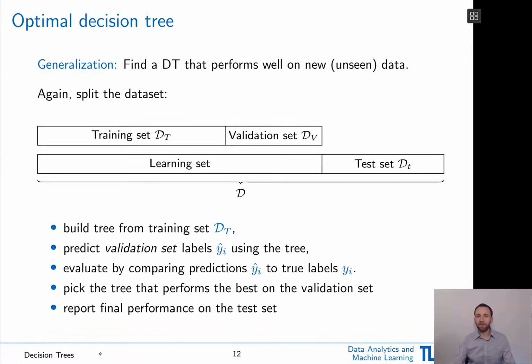Good. So then let's continue with the construction. As I said, that's the hard part. The inference is easy. The classification of new samples is easy, but how do we find such a tree?